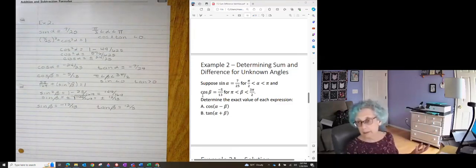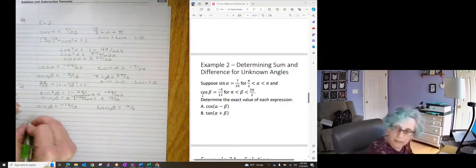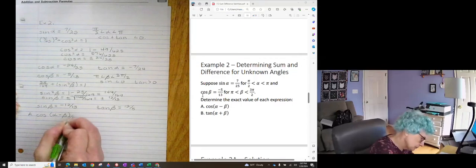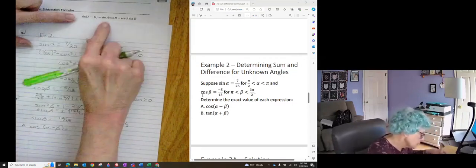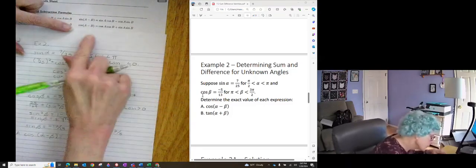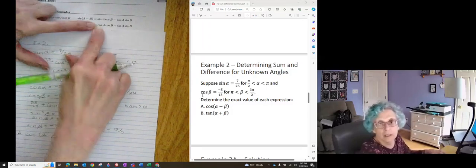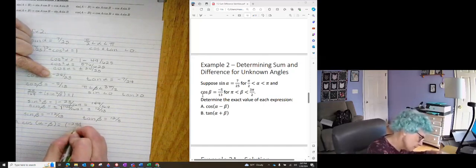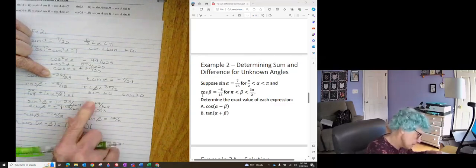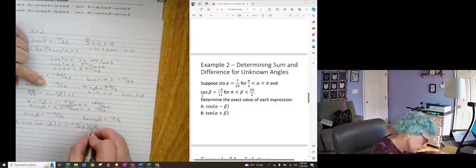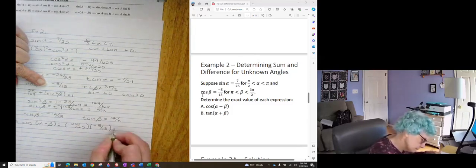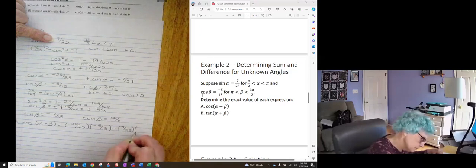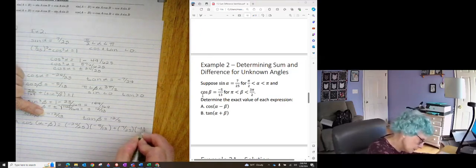So now I have everything I need. Cosine of alpha minus beta is equal to, there's the cosine. Cosine of alpha minus beta is cosine alpha times cosine beta plus sine alpha times sine beta.